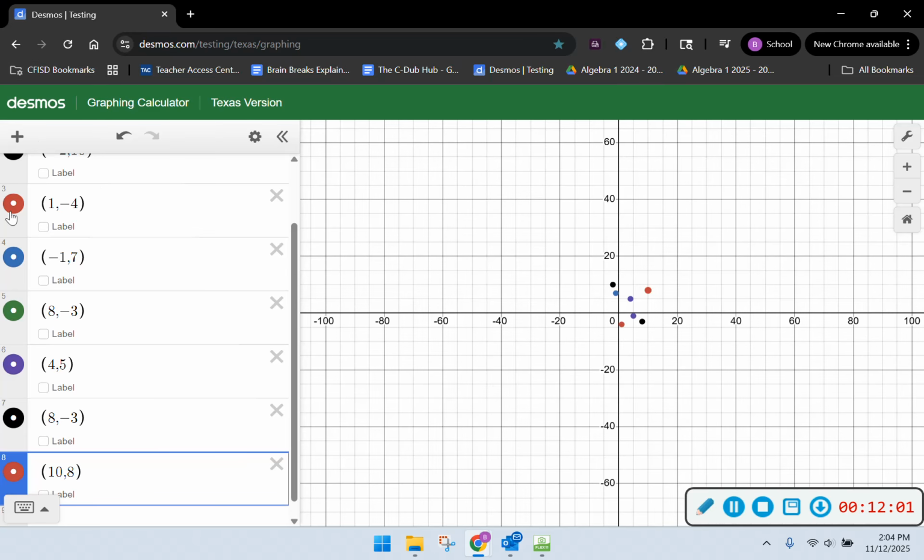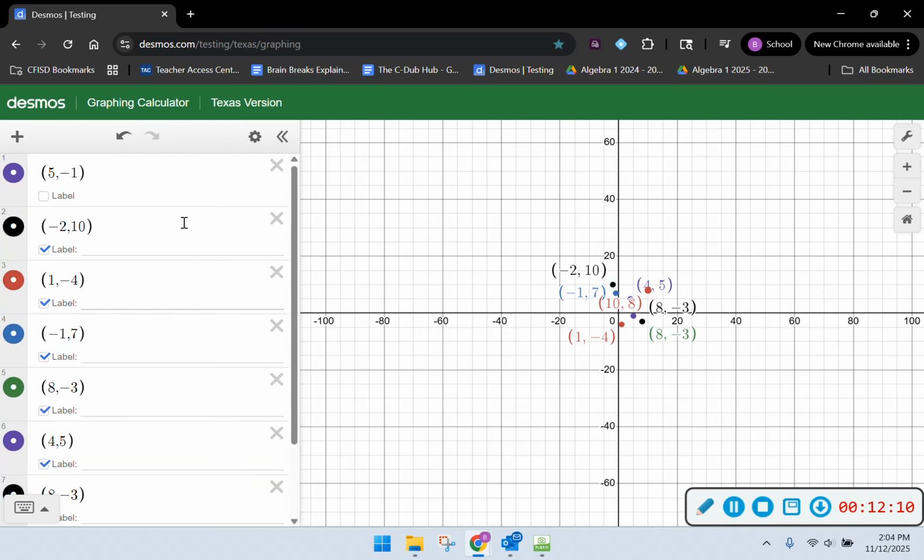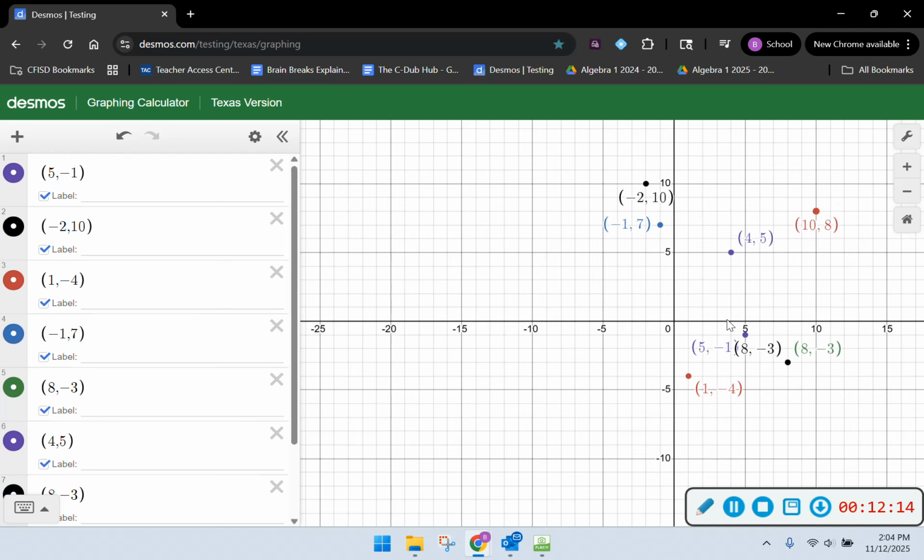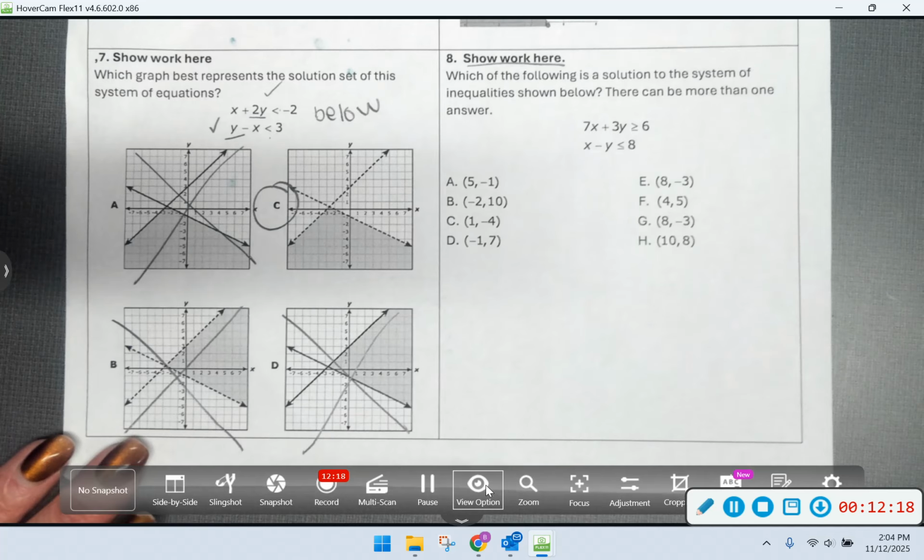Then I like turning on my label for all of them, so I can see which point is what. I'm going to hit my home button so we can zoom in a little bit. All right, we see all my points. All right, I'm going to go back to Desmos. So I have them all typed in.